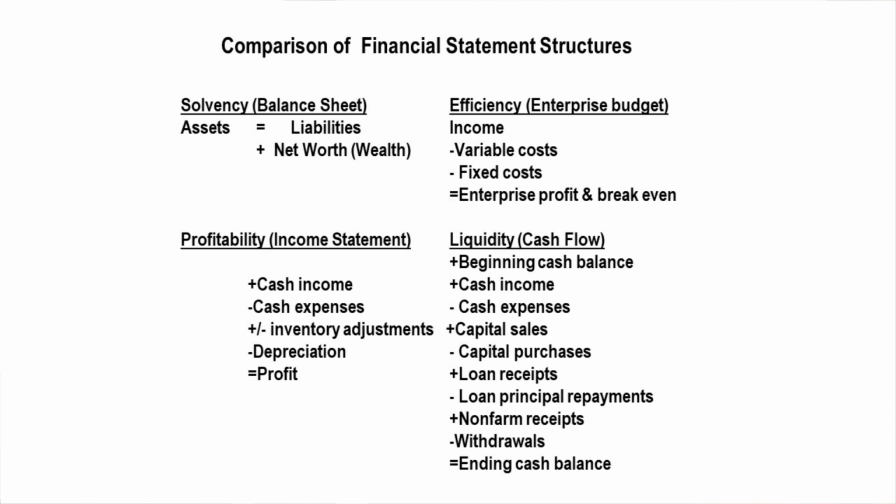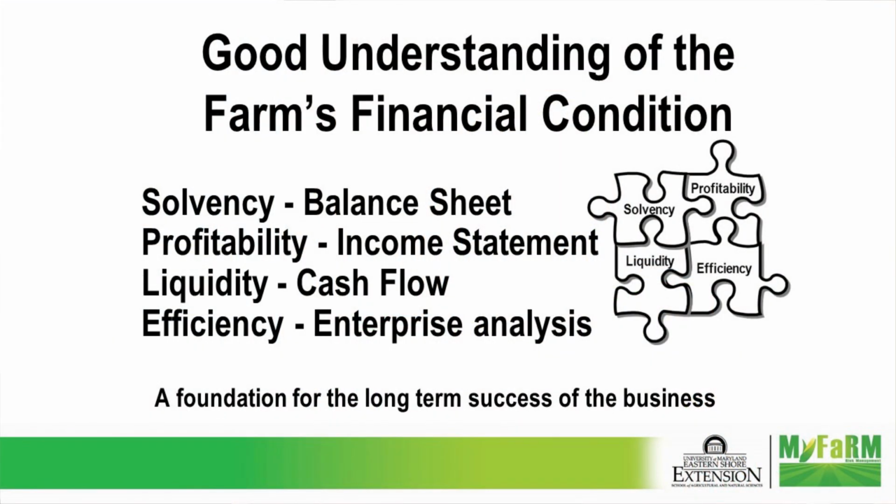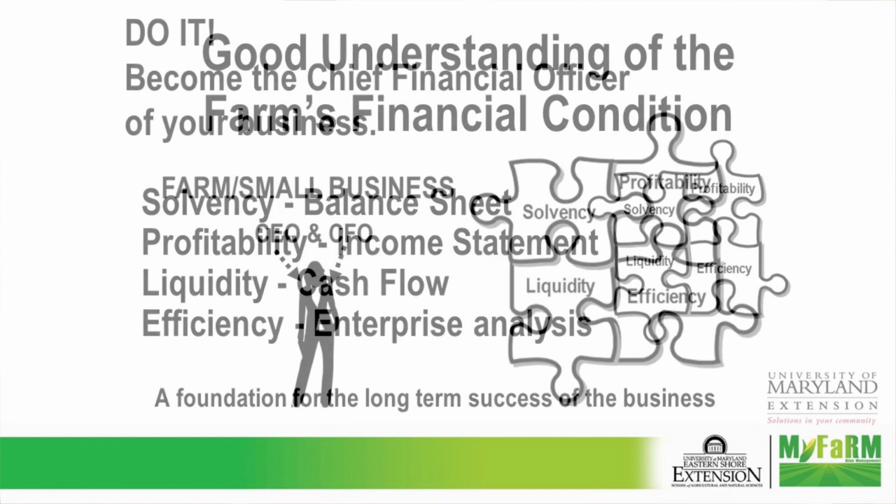And then liquidity and cash flow. So that's your checkbook. So that's things coming in, cash income, expenses going out, and farm receipts, principal payments, withdrawals, that type of thing. All right, so all these things work together in this really cool puzzle that is going to give you a good understanding of your farm financial condition. And it's really the foundation of your long-term success as a farm, being able to put these different pictures together. And these are very intentional statements that provide very specific pictures into your business.